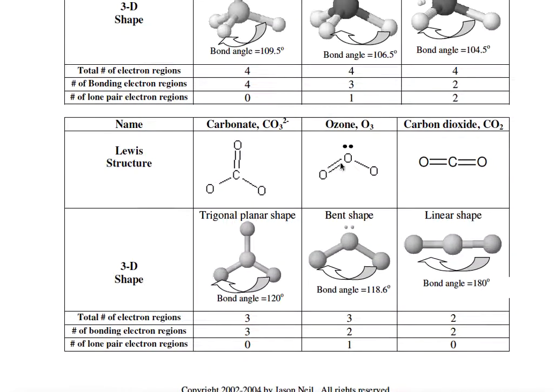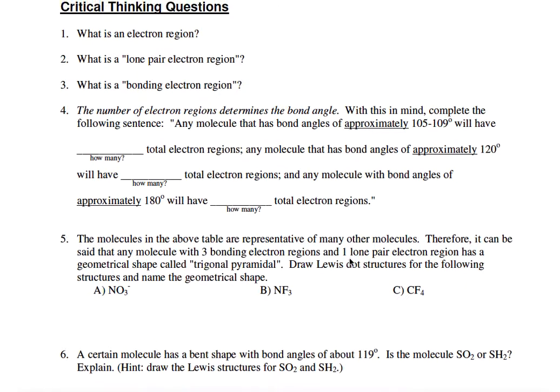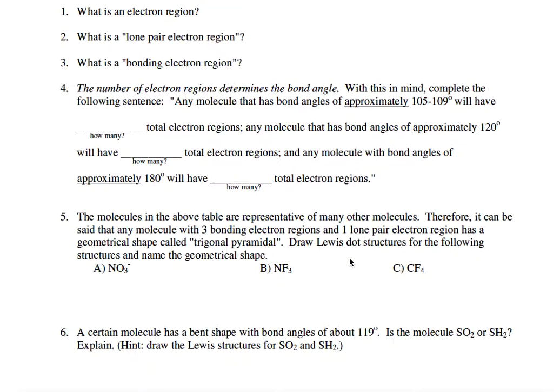And just another example with ozone here and the exact angle that it makes, which is less than 120, but there's still 3 electron bonding regions. So what is an electron region for number 1? I would just say that it's any area or group of electrons, whether it's a bonding pair, whether it's a double bond, that'd be a region, even, or a triple bond, that's a region, or a lone pair, all those things. A lone pair electron region would just be where there's a lone pair.